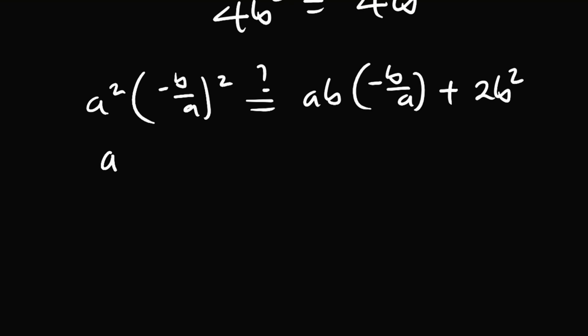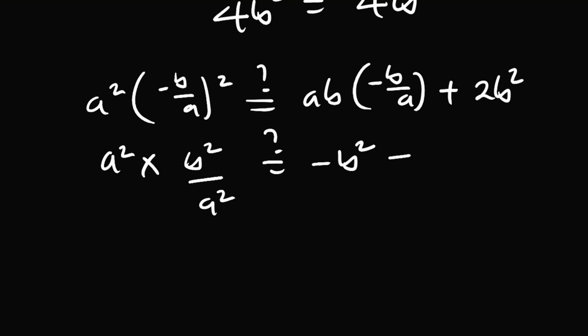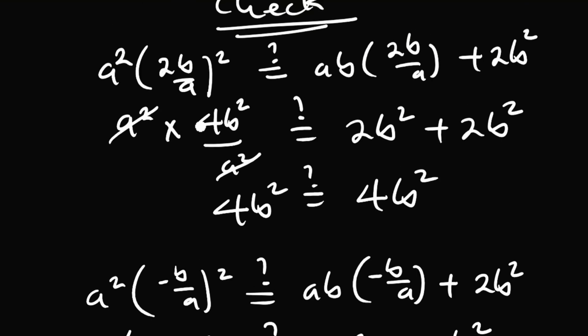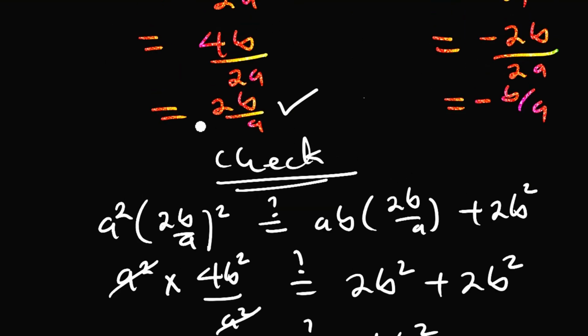So on this side we have a squared times b squared over a squared. So we see if that is going to be equal to ab times minus b over a, that is just minus b squared, and that is plus 2b squared. So on this side, a squared and a squared will cancel, so we have b squared, and we see if it's going to be the same as minus b squared plus 2b squared, which is just b squared. So both sides of the equation are equal, to mean that our solution is also true.